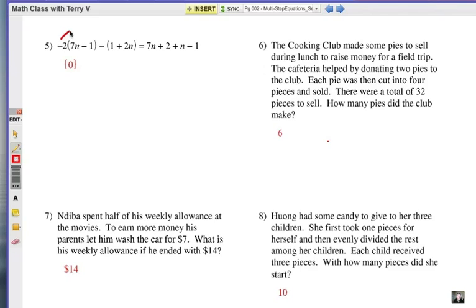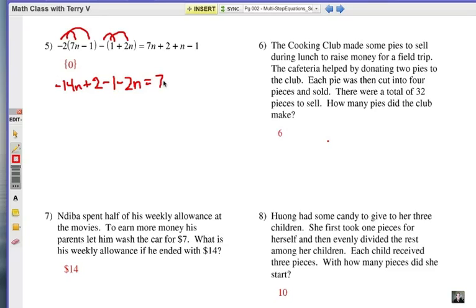Number 5, we have distributive property here and here. All right, and then we have a series of steps to do. So, negative 2 times 7n is negative 14n. Negative 2 times negative 1 is positive 2. And this negative sign or subtraction sign in front of the parentheses, think of it as a negative 1. So, negative 1 times positive 1 is negative 1. Notice how that 1 on the inside changed its sign. And a negative 1 here times 2n is negative 2n. Again, the sign just changed.